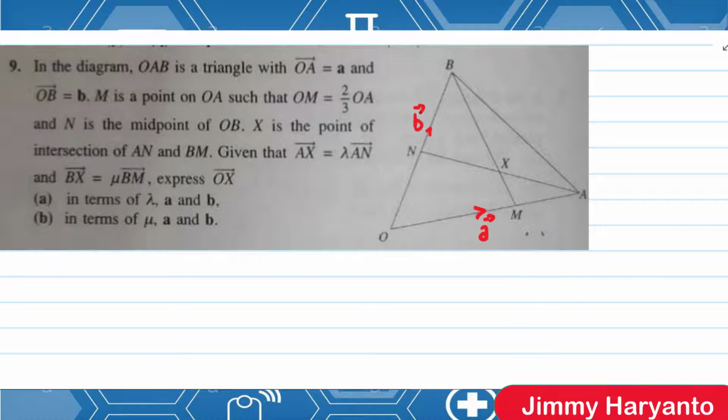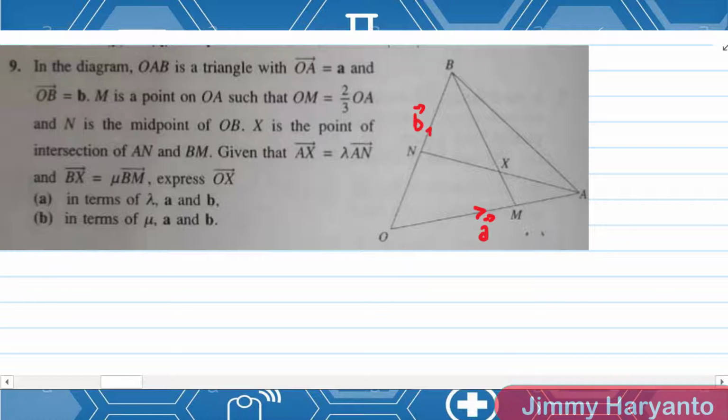Number 9. In the diagram, OAB is a triangle with OA is A, so I will put this A, and then OB is B, and then M is a point on OA such that OM equals 2/3 OA.